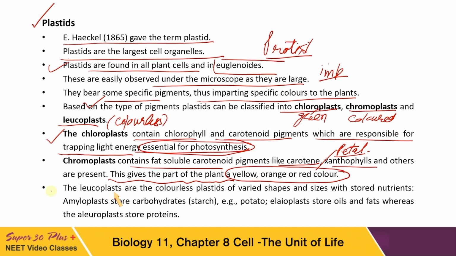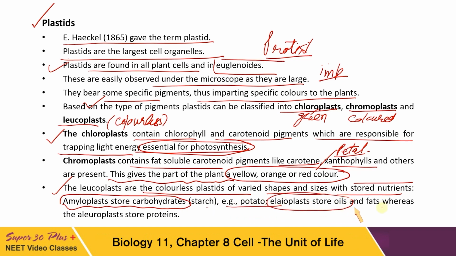Okay. Leucoplasts, as I told you, are colorless plastids. They vary in shape and size. They store food and nutrients. For example, amyloplasts store carbohydrate, as found in potato. Elaioplasts store oil and fats, while aleuroplasts store protein. So the basic purpose of leucoplast is storage of different types of food. That may be amyloplast, elaioplast, or aleuroplast.